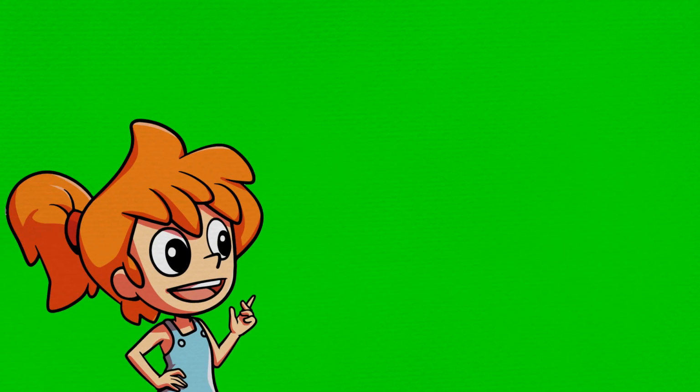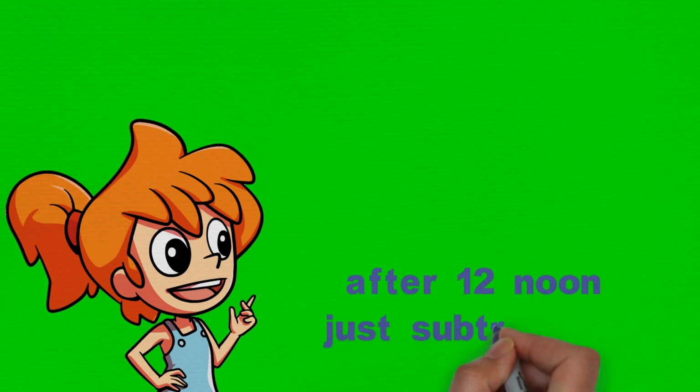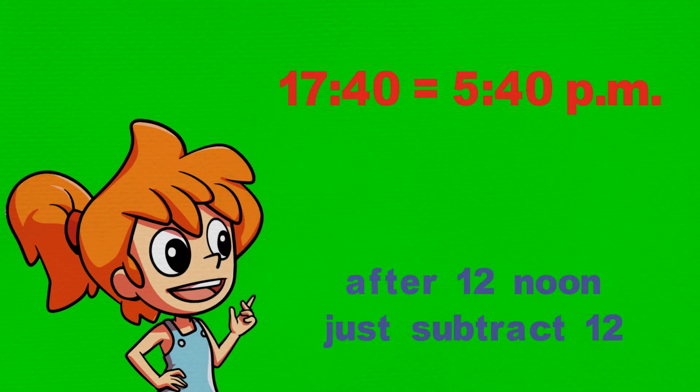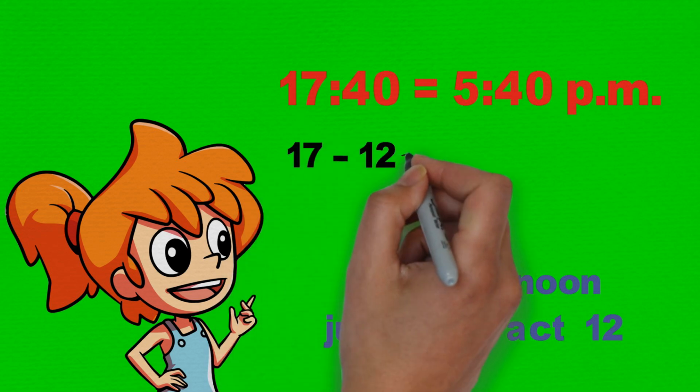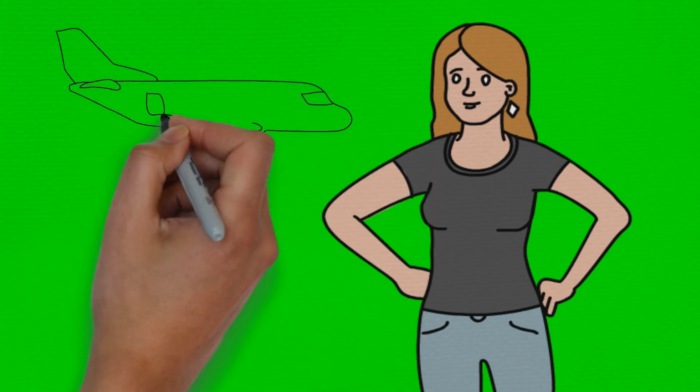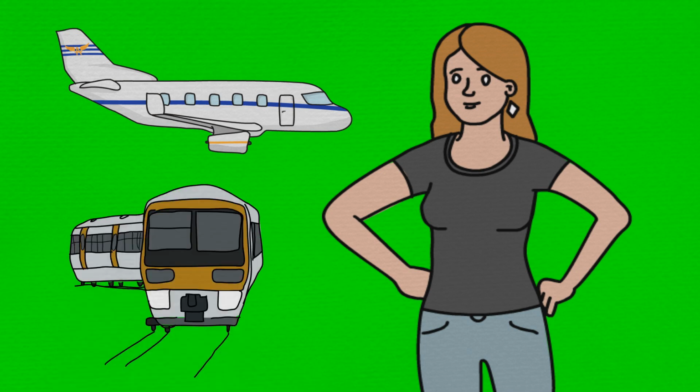"So, Mum," piped up Min, "after 12 noon, all we have to do is subtract 12 from the hours number and we will get the 12-hour time. For example, 1740 in 24-hour time is 5:40 p.m. in 12-hour time, because 17 minus 12 is 5." "Correct, Min. It's handy to understand 24-hour time because it's used in lots of places, including airports and public transport."